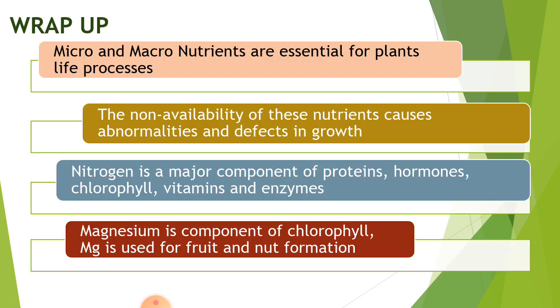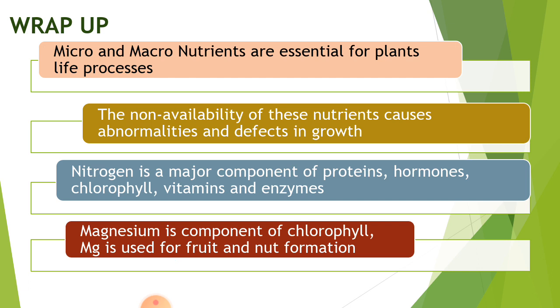Let's wrap up today's lesson. Micro and macronutrients are essential for plants' life processes, and micro means small, so they are required in smaller quantities, whereas macronutrients are required by plants in larger quantities. The non-availability of these nutrients causes abnormalities and defects in growth.